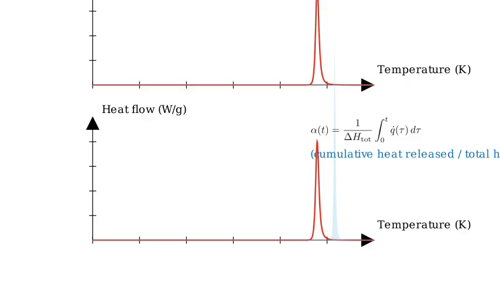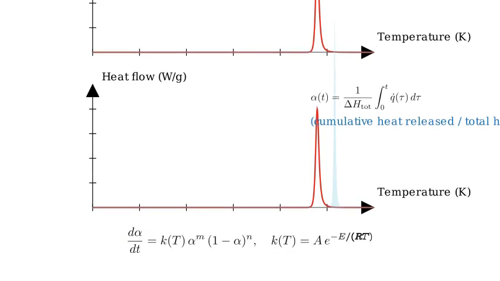Now, the kinetic model. The Prout-Tompkins autocatalytic model says d alpha by dt equals k of T times alpha to the m times (1 minus alpha) to the n. The rate constant follows Arrhenius: k of T equals A times e to the minus E over RT.